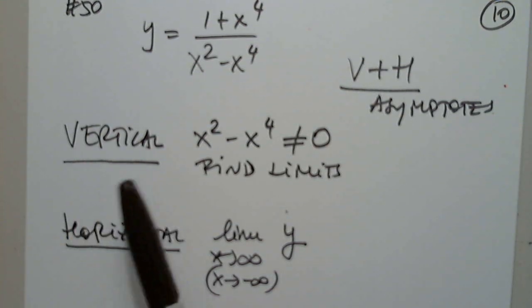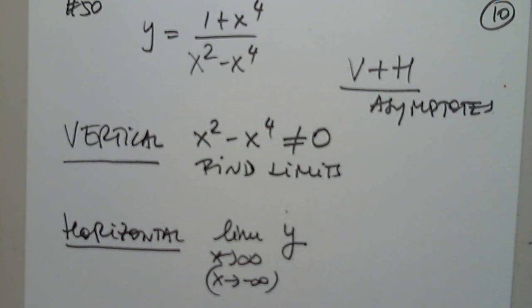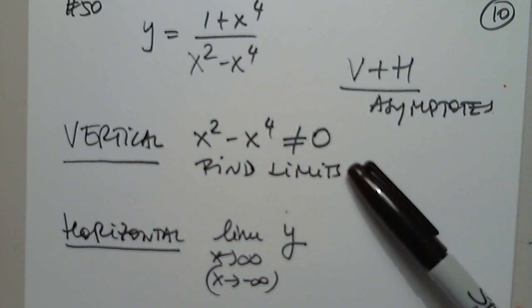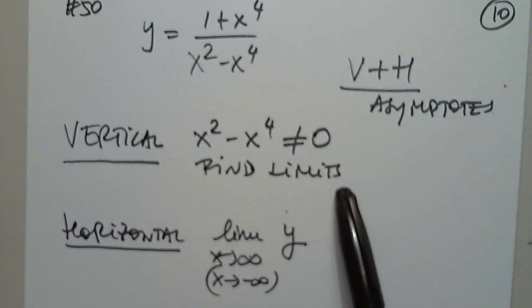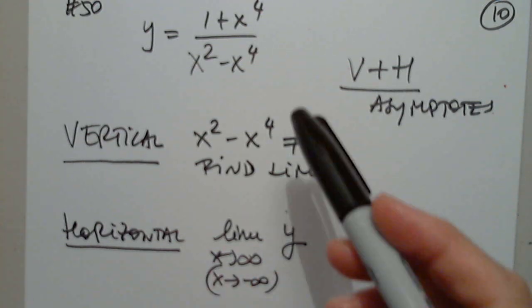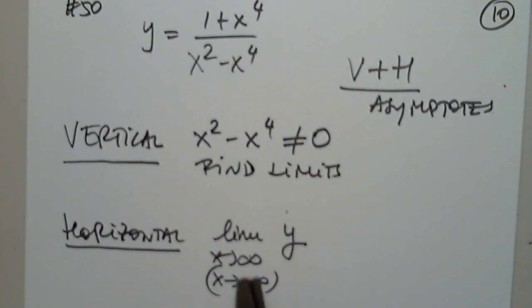For vertical asymptotes, we have to set that the denominator cannot equal 0. And if we find values for which the denominator is 0, then we have to find limits, left and right. For horizontal, it's easier. All we have to do is just find the limit as x approaches infinity or negative infinity, or both. In this case, because it's a simple or pure rational function, both will be the same.